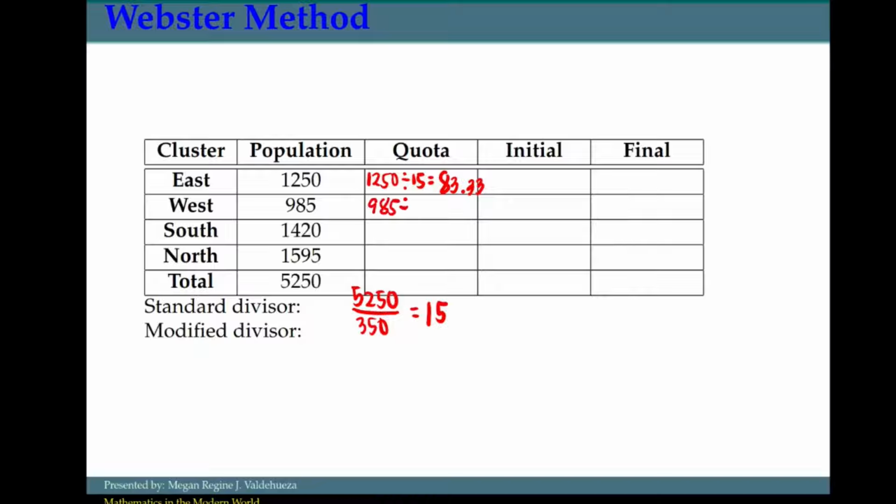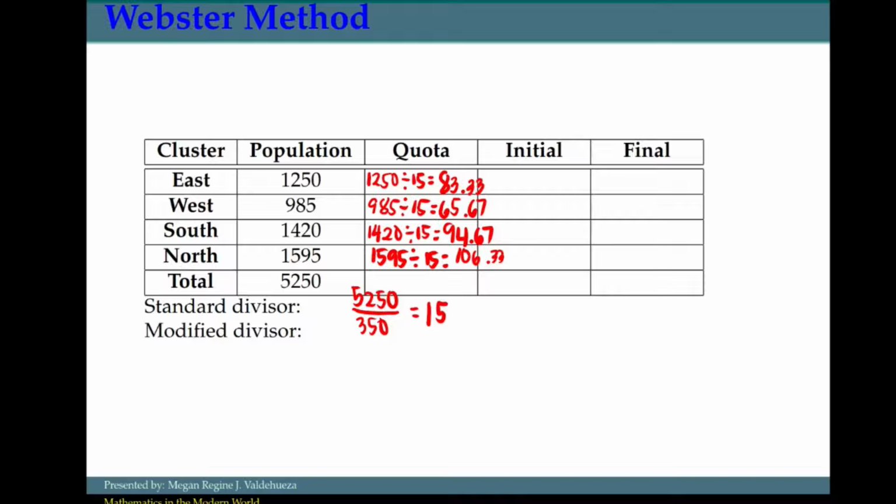985 divided by 15, and that will give us 65.67. 1,420 divided by 15, that will give us 94.67. 1,595 divided by 15, that will give us 106.33.